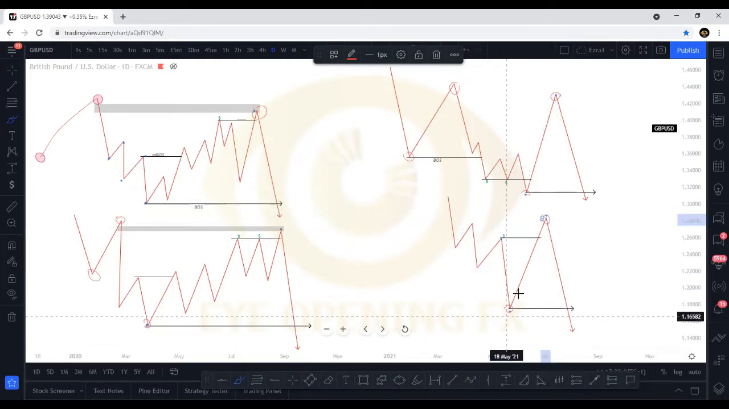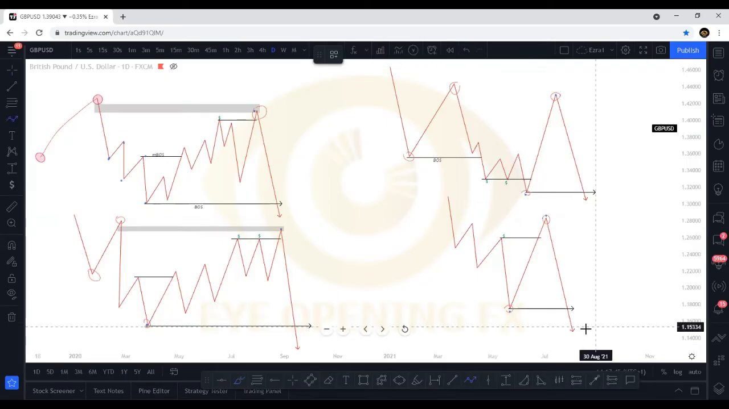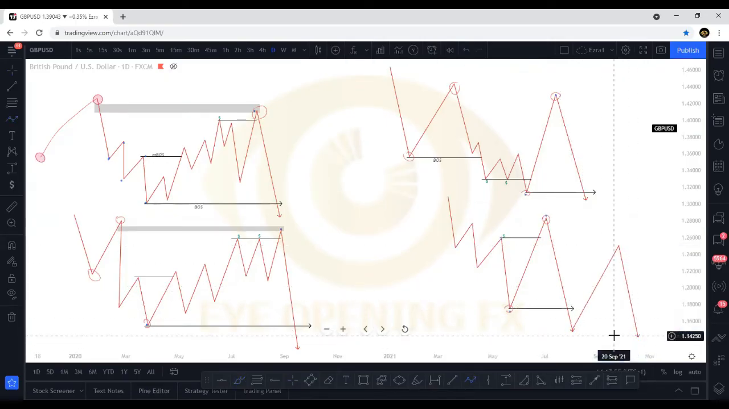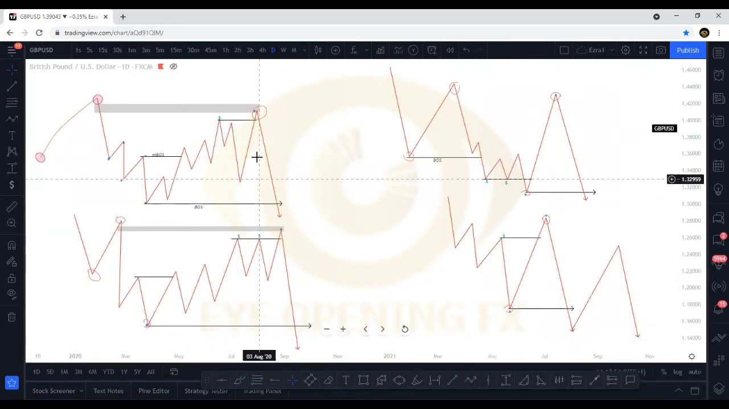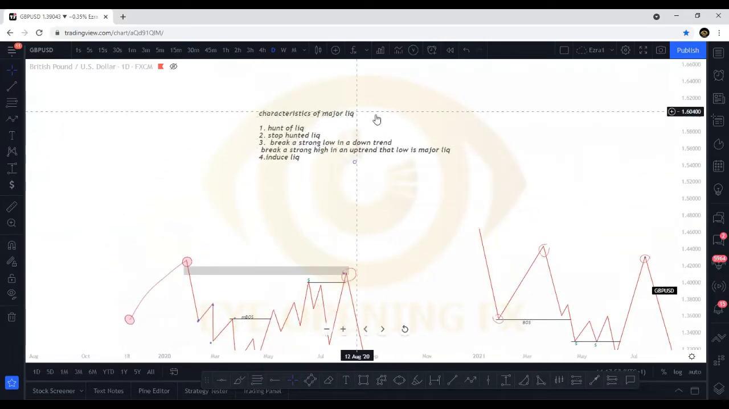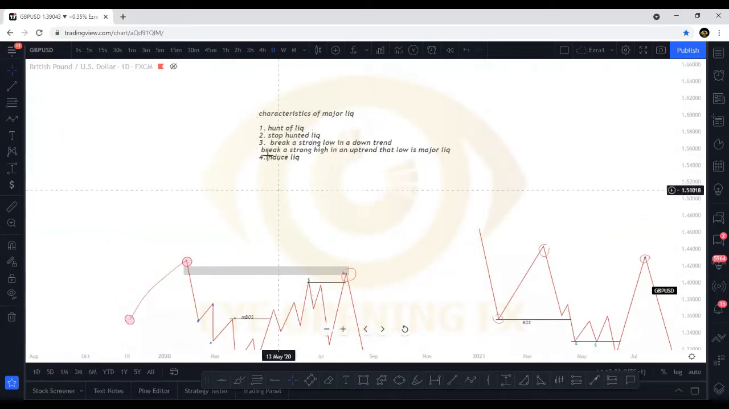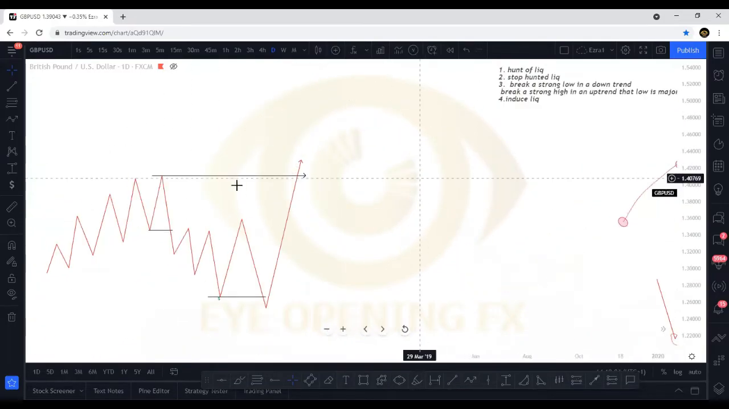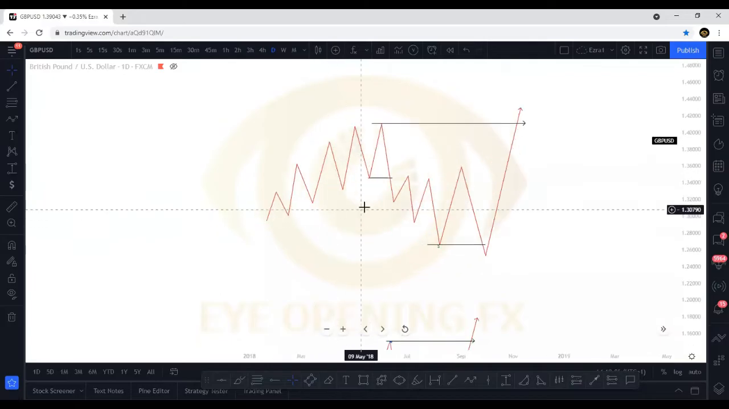This very lower high here is a major liquidity. Since this is a major liquidity, an external liquidity, the next thing you should expect is for market to create a lower high and a lower low. So these are the four characteristics of a major liquidity in a downtrend. Now in an uptrend.